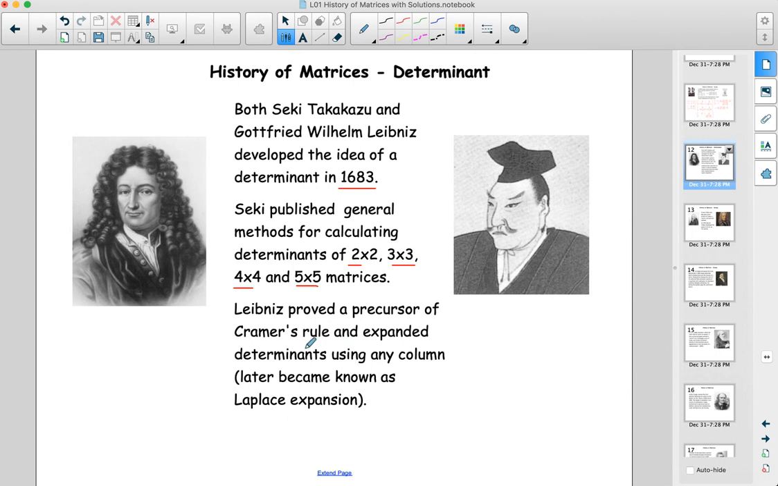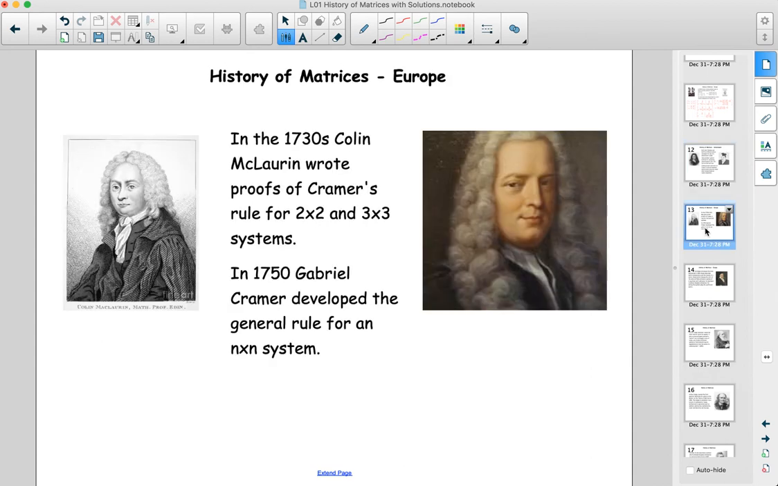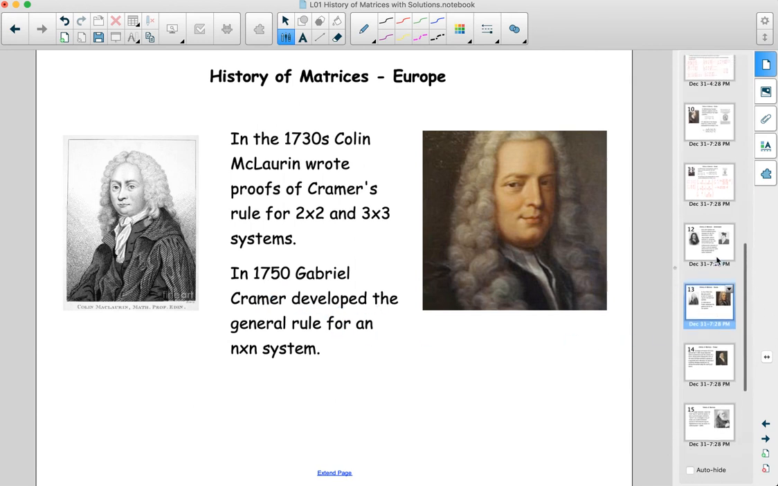Leibniz proved a precursor of Cramer's rule, and he expanded determinants along columns. That later was known as Laplace expansion. You're likely to be exposed to that in university. In the 1730s, Colin Maclaurin wrote proofs of Cramer's rules for 2 by 2 and 3 by 3 systems. And in 1750, Gabriel Cramer developed the general rule for an n by n system.